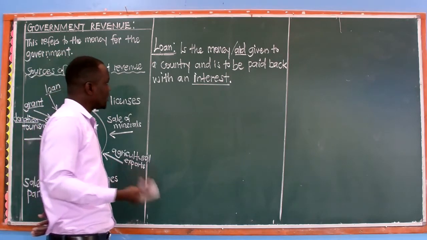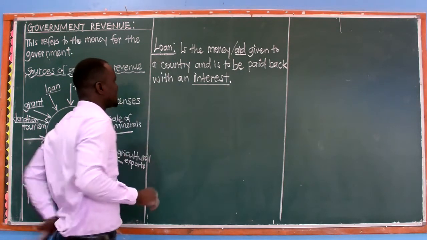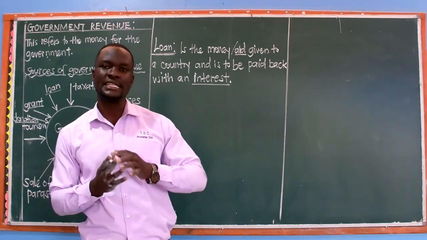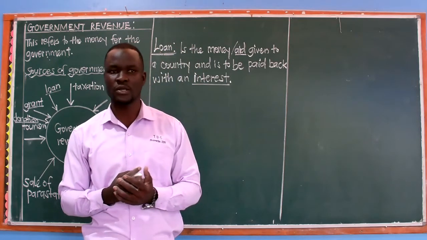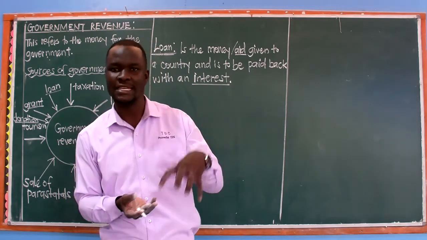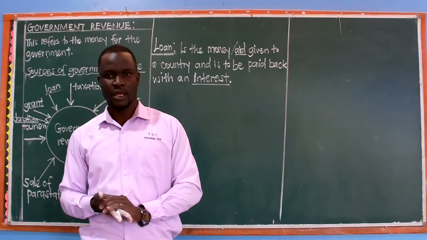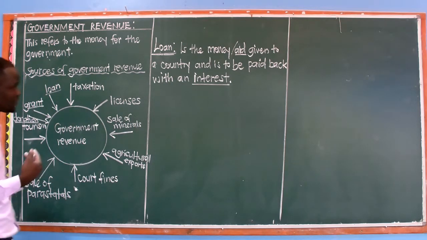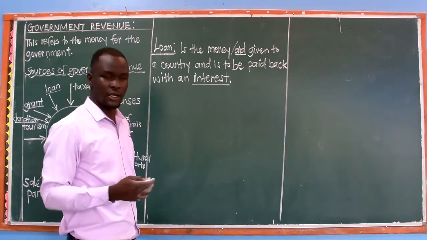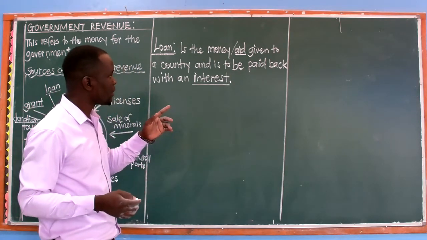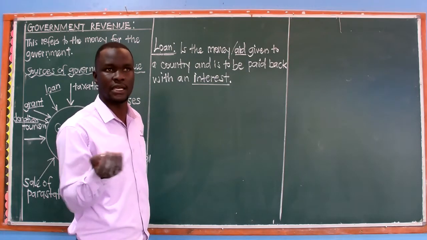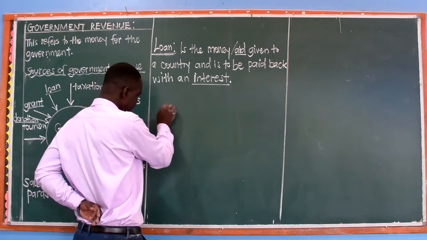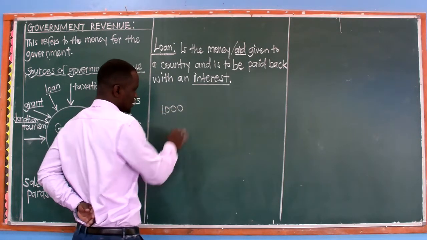In giving loans, you will find that a person receives a loan, that amount of money, then there is some money that this person or country is supposed to add to the amount that he got. For example, as an individual, you can get a loan from a bank, or from your friend. Maybe your friend can say, you know what, I'm going to help you with 1,000 shillings.